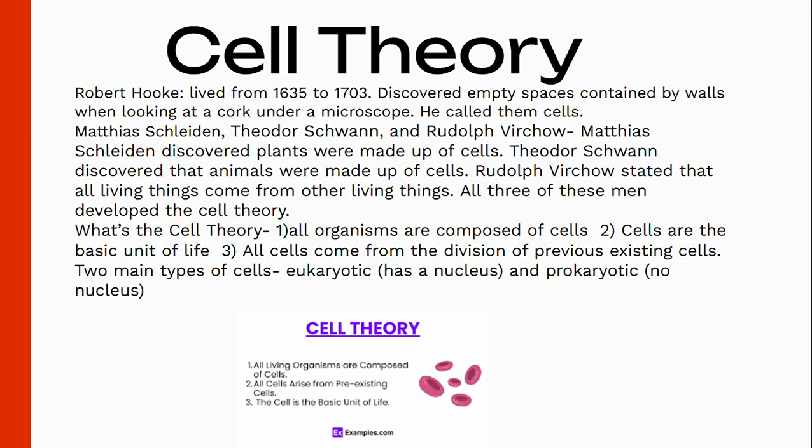So cell theory states three things, basically. 1, all organisms are composed of cells. 2, cells are the basic unit of life. And 3, all cells come from the division of previous existing cells. There are 2 main types of cells, which are eukaryotic, meaning they have a nucleus, and prokaryotic, meaning they don't have a nucleus.